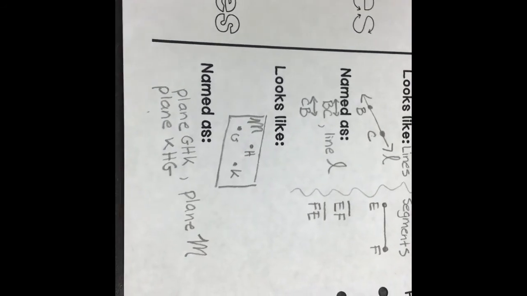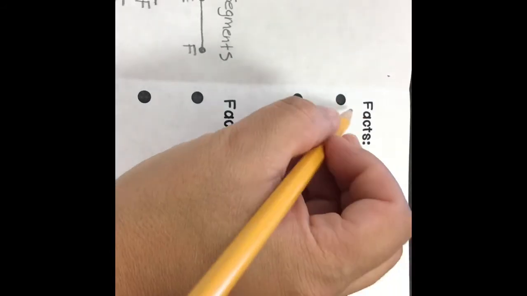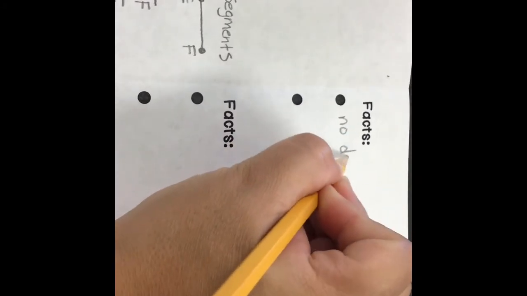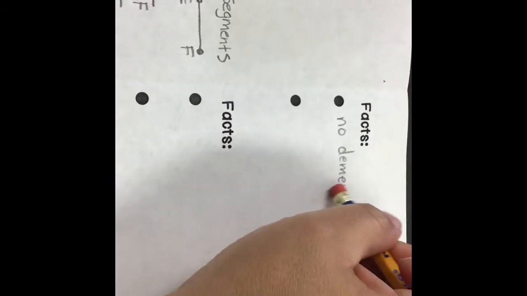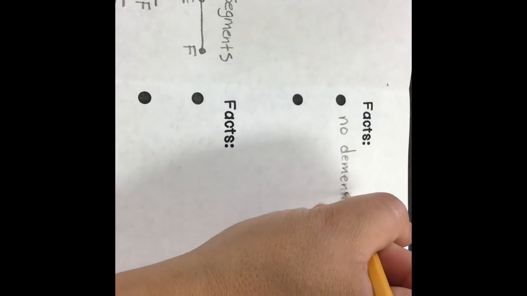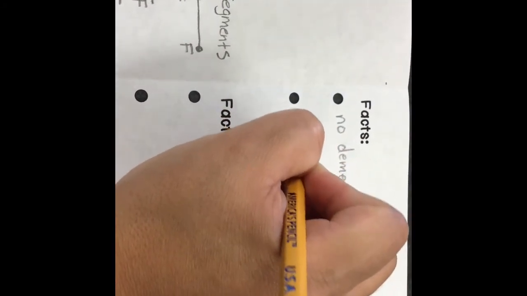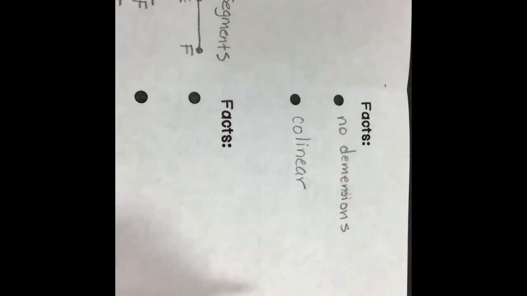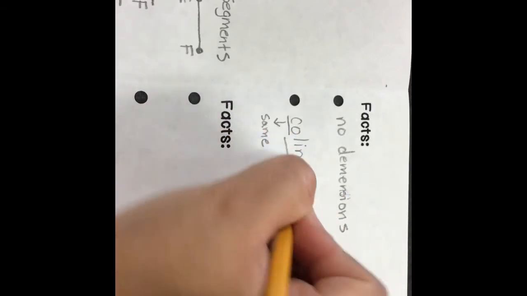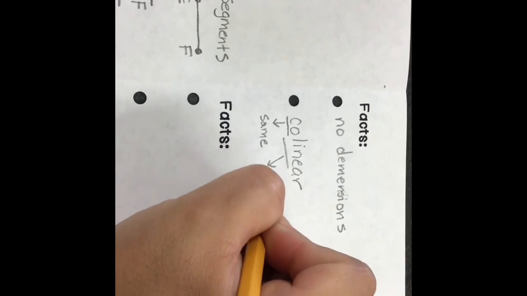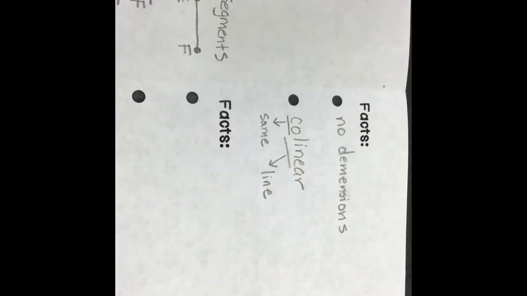Now let's go to the facts. The fact of a dot or a point is that it has no dimensions. And it's with an S. Dimensions. And they can be collinear. What does that mean? Co means the same. Linear means line. So they mean they can be in the same line.